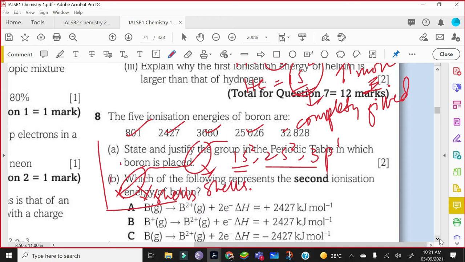Shell number 1, shell number 3, shell number 2, and shell number 2 and 1. So when you see 2 big jumps, the number of jumps plus 1 will give you the number of shells. So 2 plus 1 will give you 3. So there are 3 shells in it.